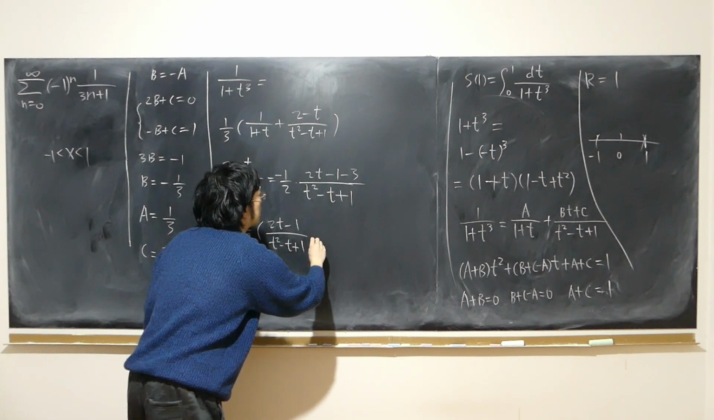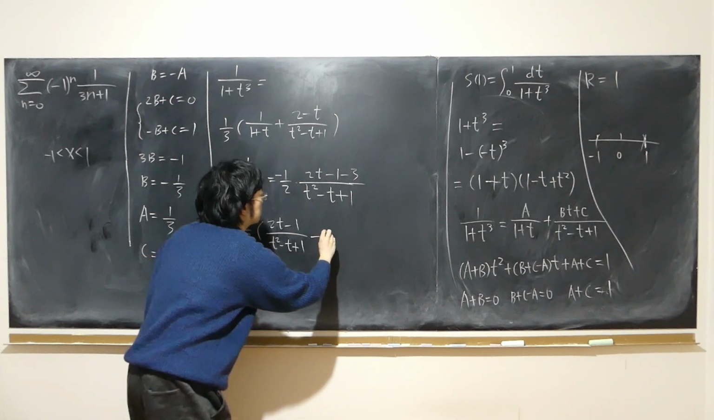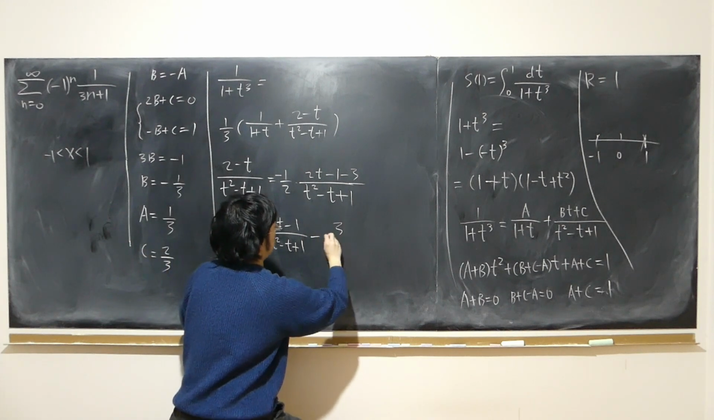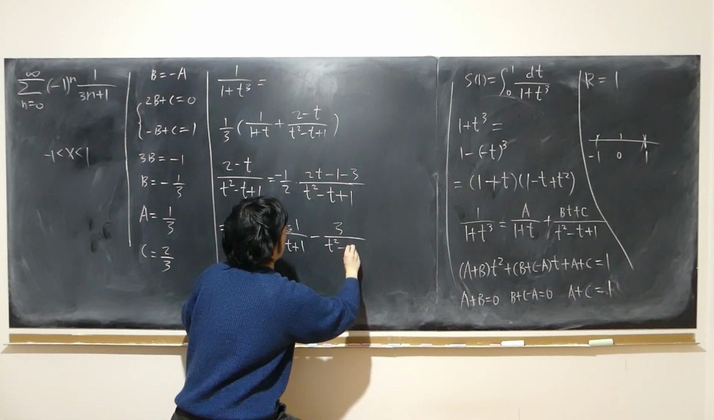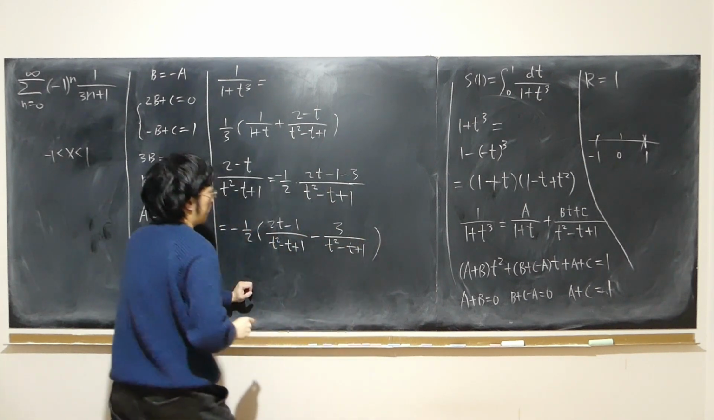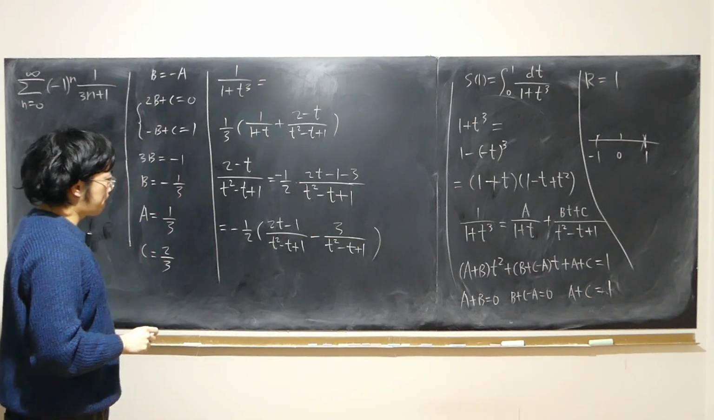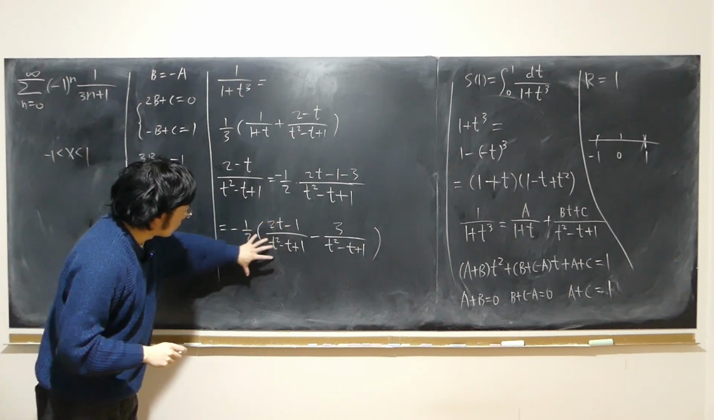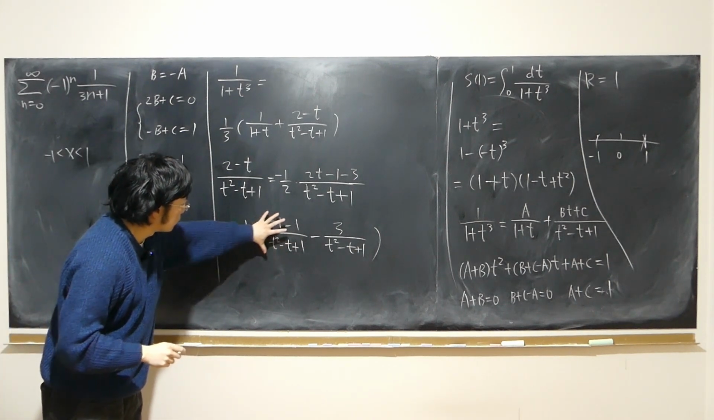Again, then I have minus 3 over t squared minus t plus 1. I can split them up, so that way, right. So I'm good with this one. This one is safe, right? This one is okay, easy to solve.